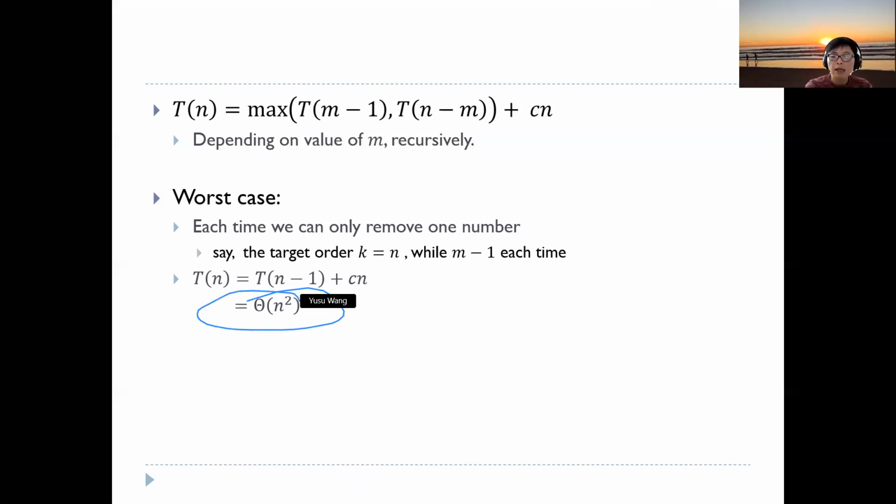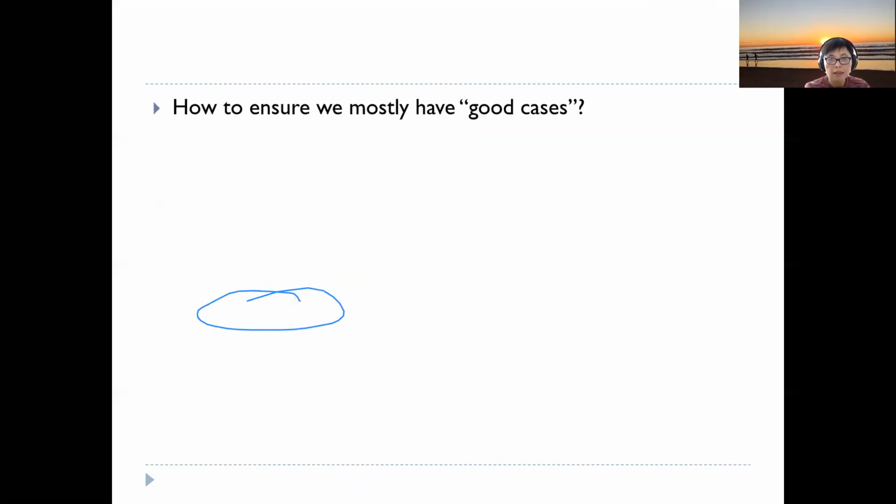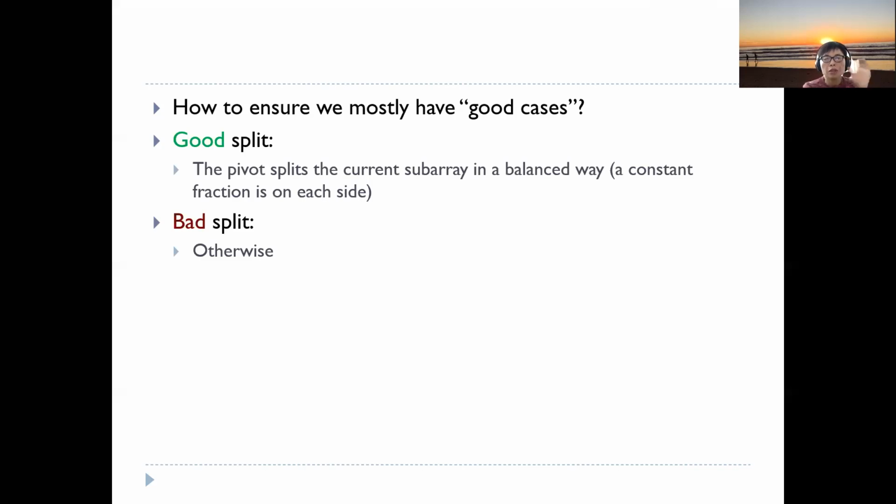All right, but then you ask, how can we have a strategy to make sure that we only have the good cases, so we don't have this bad case? In fact, intuitively, you don't have to remove exactly half of the numbers every time. As long as your pivot lies somewhere in the middle range, then we call this a good split.